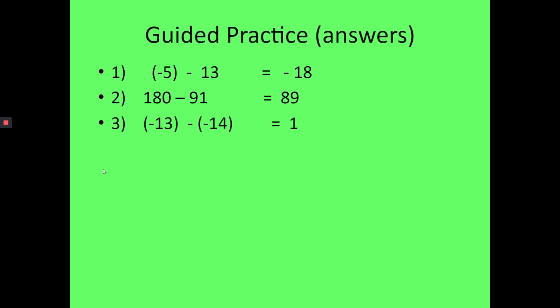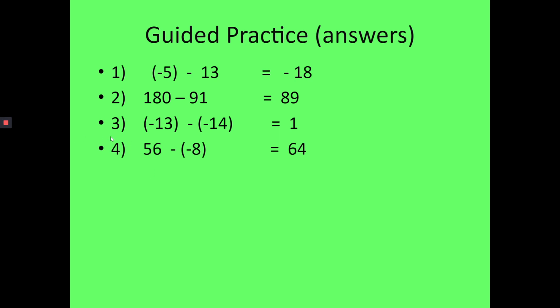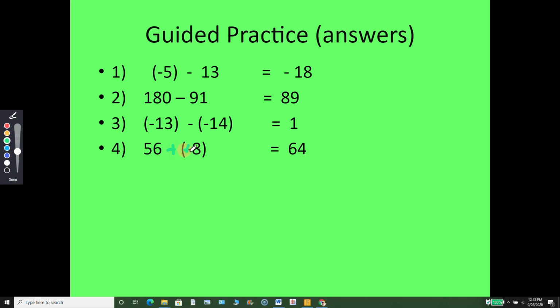The next one, leave the negative 13 alone. Make the minus sign into a plus sign, and make the 14 into a positive, right? So now, because we're adding a positive and a negative, we subtract the two numbers and keep the sign of the larger number. So when we subtract and keep the sign of the larger number, it's going to be a positive 1 because the 14 is the largest number. And finally, the last one, 56 minus a negative 8. So we want to make the minus sign into a plus sign, the negative 8 into a positive 8, and now we're just adding two positive numbers. Okay? So 56 plus 8 is 64.